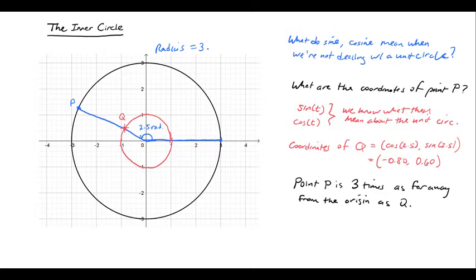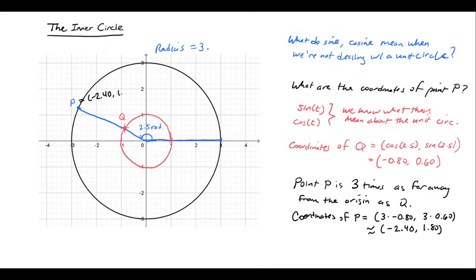So that means that if point Q is negative 0.8, positive 0.6, then the coordinates of P are going to be approximately 3 times negative 0.80 and then 3 times 0.60. That comes out to about, and I'm guesstimating here because there was some rounding that I did, negative 2.40, 1.80. Let's mark that in the picture. That's about negative 2.4 and then positive 1.8.